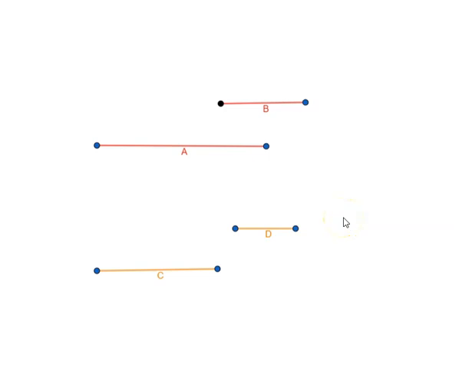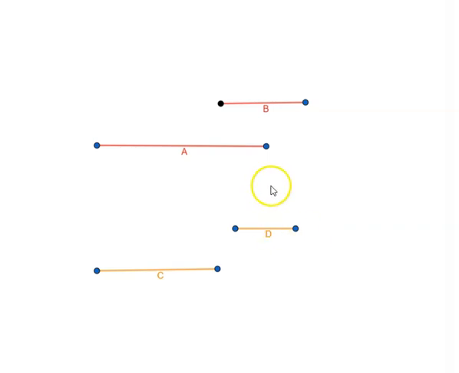Let us look at proposition number 14 of book 5 of Euclid's Elements. The proposition says, if a first magnitude has to a second magnitude the same ratio as a third to a fourth, and the first is greater than the third, then the second is also greater than the fourth. If equal, equal. If less, less.